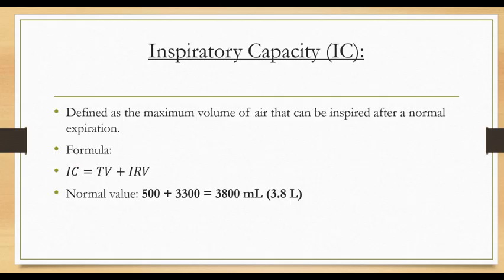Inspiratory capacity is nothing but after you breathe out normally, you take the deepest breath in possible. That total air you breathe in is your inspiratory capacity. It is defined as the maximum volume of air that can be inspired after a normal expiration. Here is the formula: IC equals TV plus IRV. Inspiratory capacity equals tidal volume plus inspiratory reserve volume. Normal value is 500 plus 3300 equals 3800 ml, that is 3.8 liter.